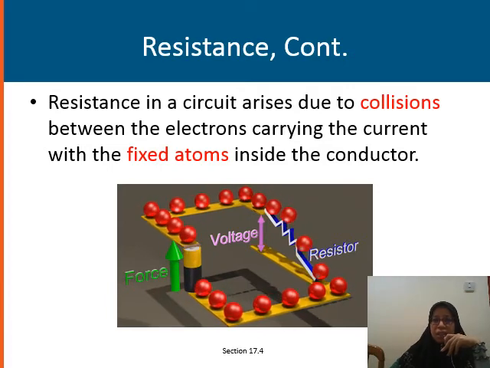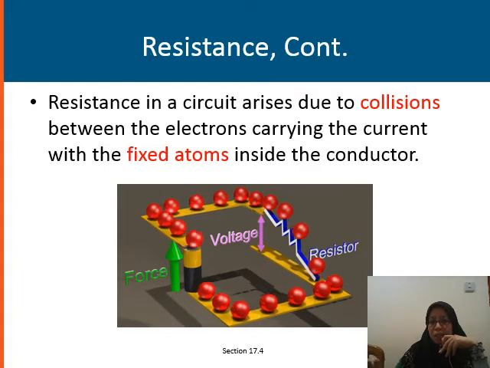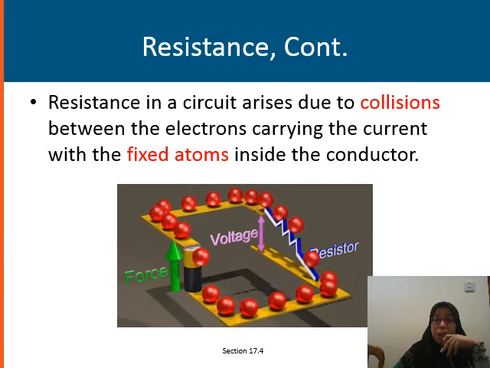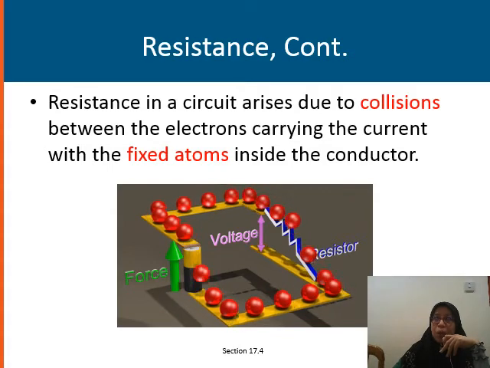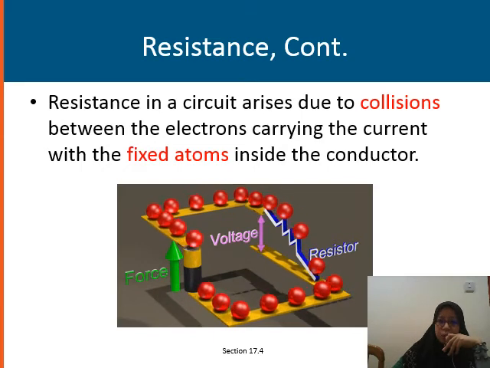Resistance, oh right, so we have to go back. Resistor is the device. Resistance is the amount of the resistance, the amount of the strength. So it arises because of the collision between electrons and the atoms inside the conductor. So it slows down the motion of the electrons.